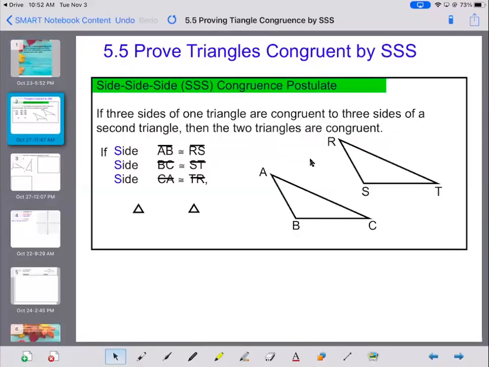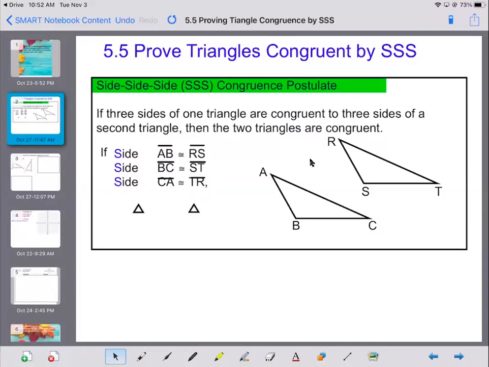We are going to be doing 5.5 today, so we're going a little out of order, but I think the order will make a little bit more sense. So in section 5, we're going to be proving that triangles are congruent, and specifically proving that they're congruent by what I call SSS, or side, side, side. And in this, we're basically going to use this postulate here for the entire section.